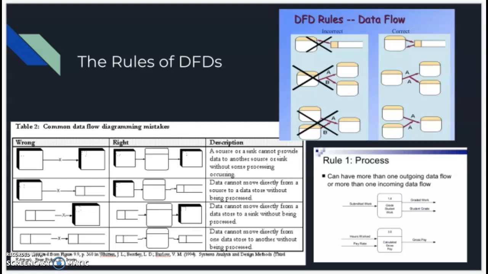The rules for DFD: each process should have at least one input and one output. Each data store should have at least one data flow in and one data flow out. All data stored in a system must go through a process. All processes in a DFD go to another process or a data store.